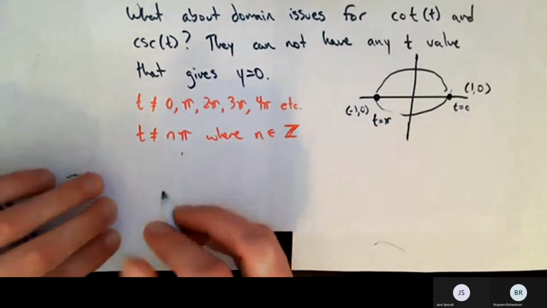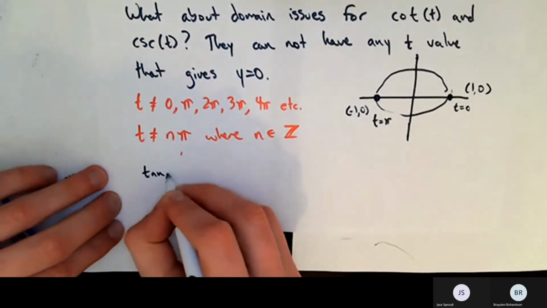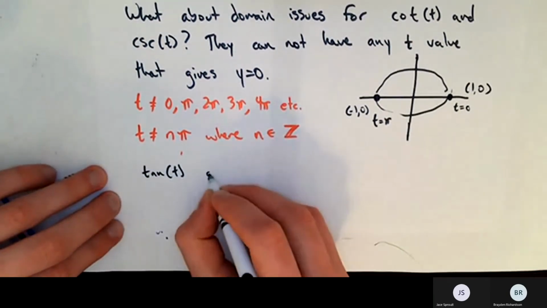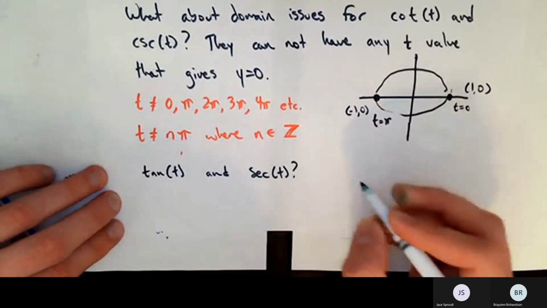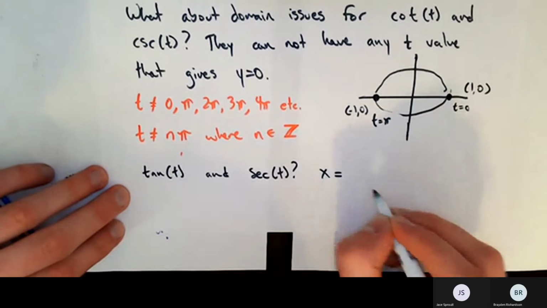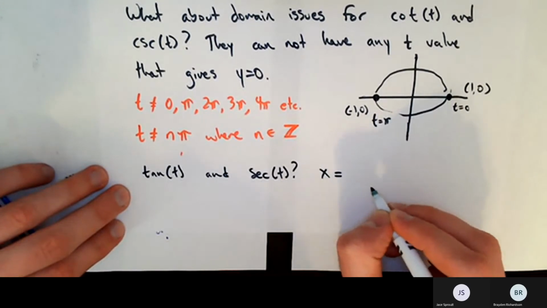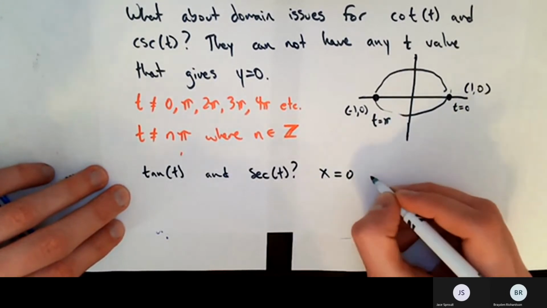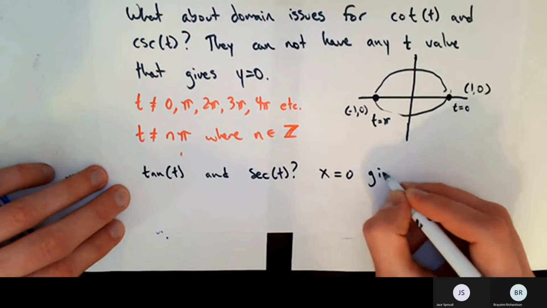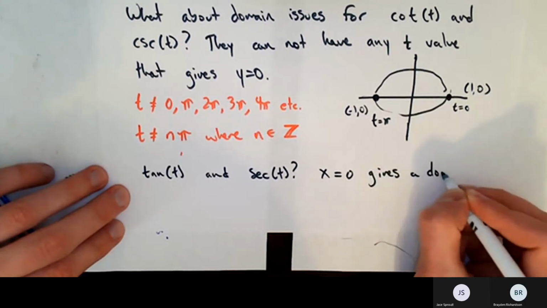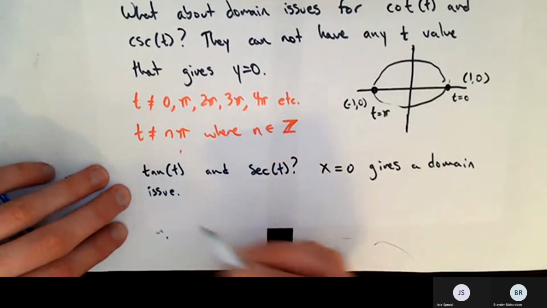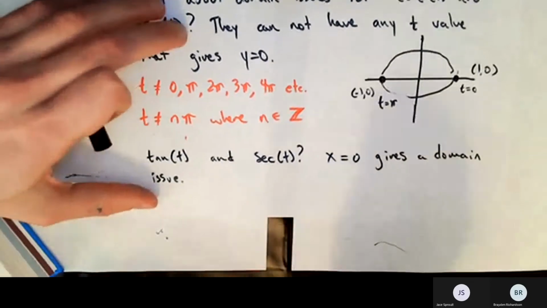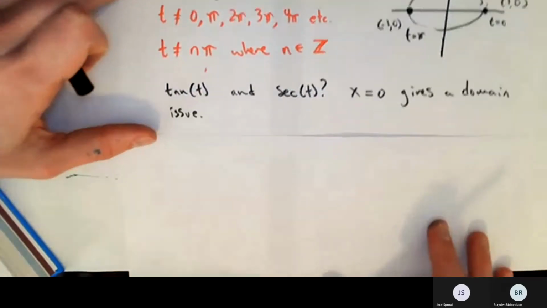Now, what about tangent and secant? Because those also had domain issues. X cannot be 0. X equals 0 gives a domain issue because they have x's in the denominator. So what value of t lands us at x equals 0?